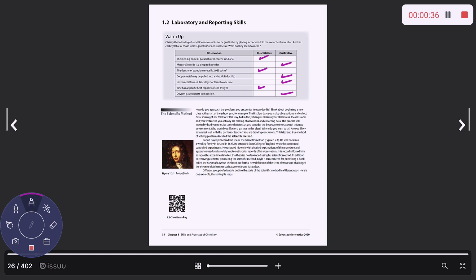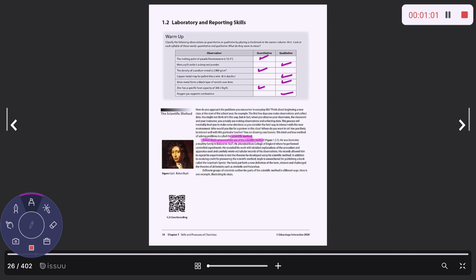All right, let's talk about scientific method. So basically, when you are making observations and collecting data, we are going to be using the tried and true method known as scientific method. Robert Boyle is the one that pioneered the use of scientific method. He put all of his work into tables. He outlined the procedure and the apparatus used. And his records allowed people to repeat his experiments.